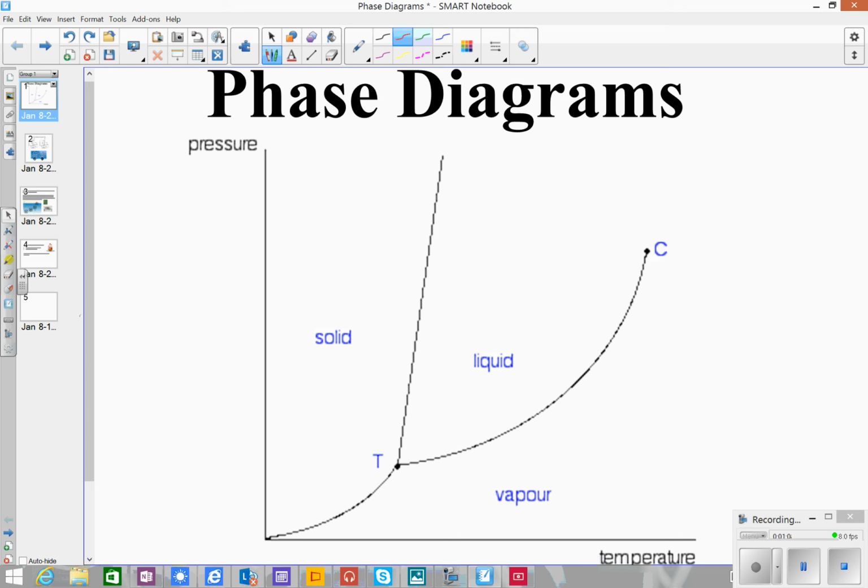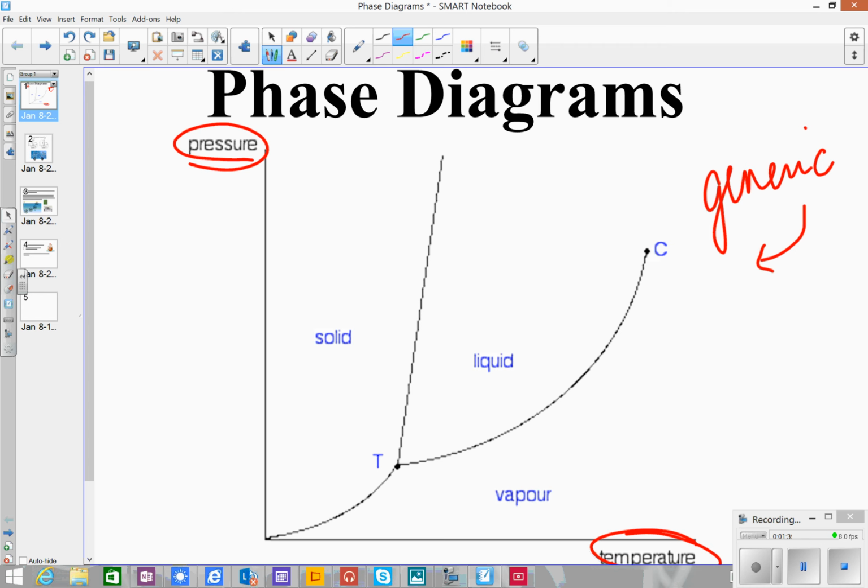And every substance has its own phase diagram. This one here is just a generic phase diagram, so that we can go through the different pieces, but every substance has one. And again, this one isn't for any one in particular, but just gives you the basic idea. So in a phase diagram, first things to note are that you have the y-axis pressure and the x-axis temperature. So we're graphing temperature versus pressure, x-axis versus y-axis.